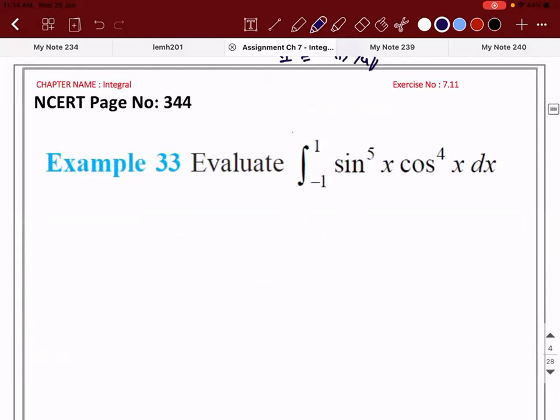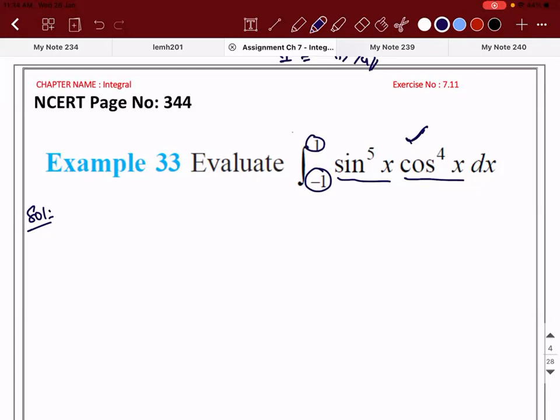Yes, sir. Do one last problem. So integral of minus 1 to 1 sine power 5x into cos power 4x. Rohan, I think maybe you'll get your answer now why we are using properties. If you observe this, if you have to solve it using a traditional method, it will take so much time.